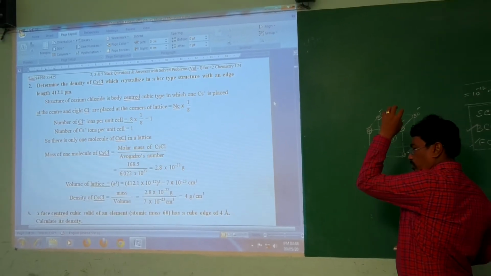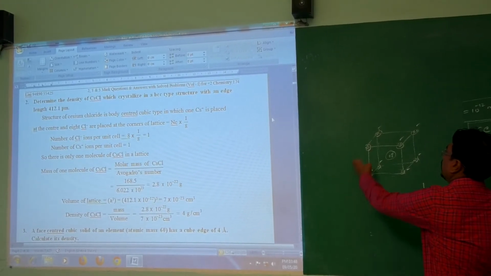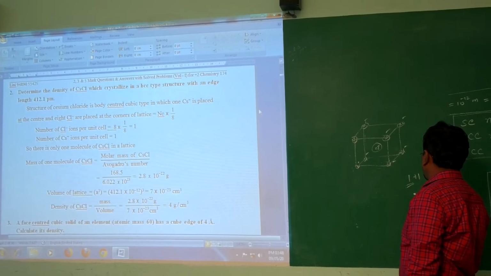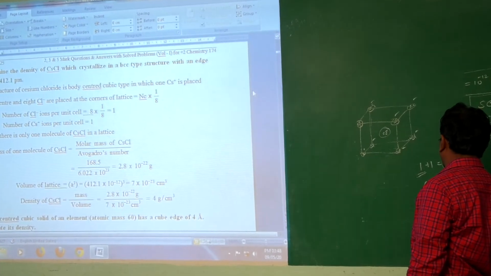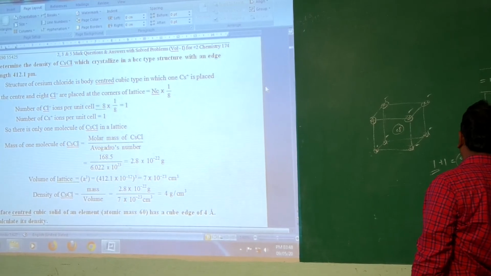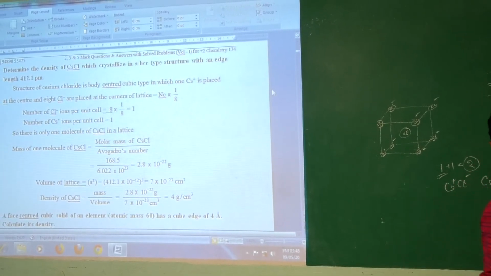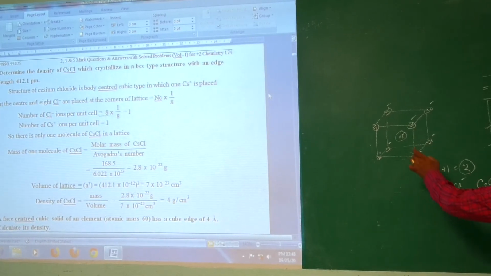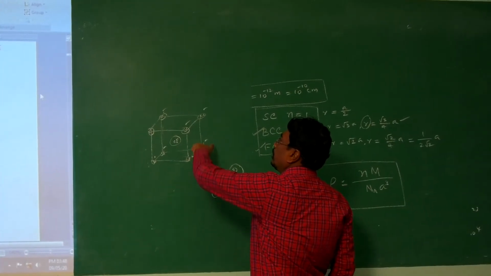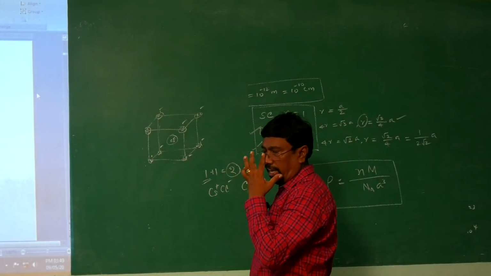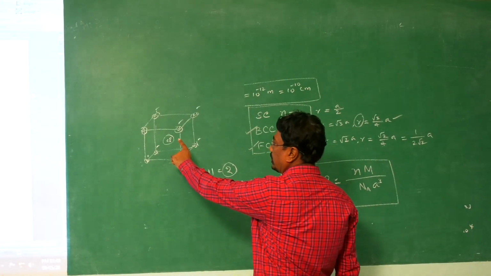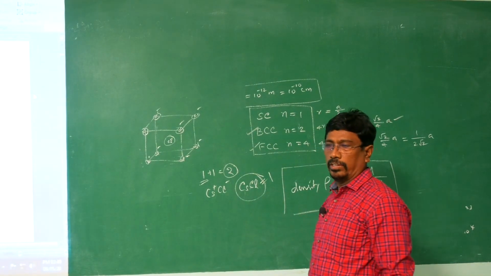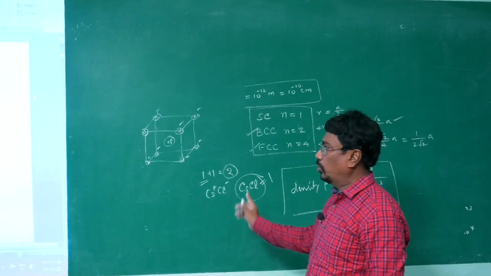The atom at the center is fully in that unit cell, therefore 1. 8 corner atoms, 8 × 1/8, 1. Totally 2 atoms, but 1 atom is due to the cesium ion, 1 atom due to the chloride ion. So only 1 cesium chloride molecule. Even though we say body centered has 2 atoms, in the case of cesium chloride, cesium is 1 ion at the center of the body, and 8 chloride ions at the corners give 1. So in the unit cell we have 1 molecule of cesium chloride, that we should note.